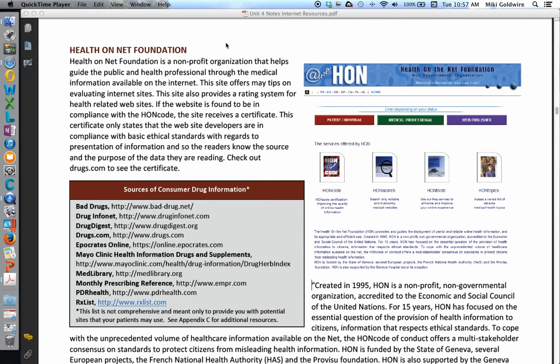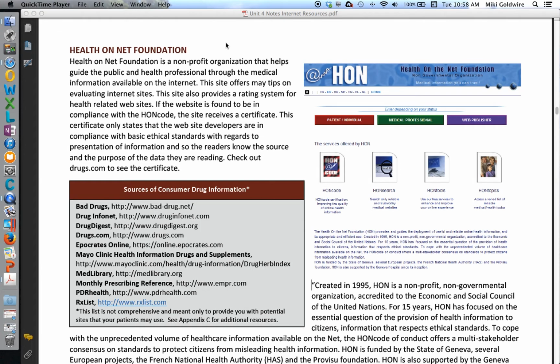If the website is found to be in compliance with HON code, the site receives a certificate. This certificate only states that the website developers are in compliance with basic ethical standards with regards to presentation of information, so the readers know the source and the purpose of the data they are reading.